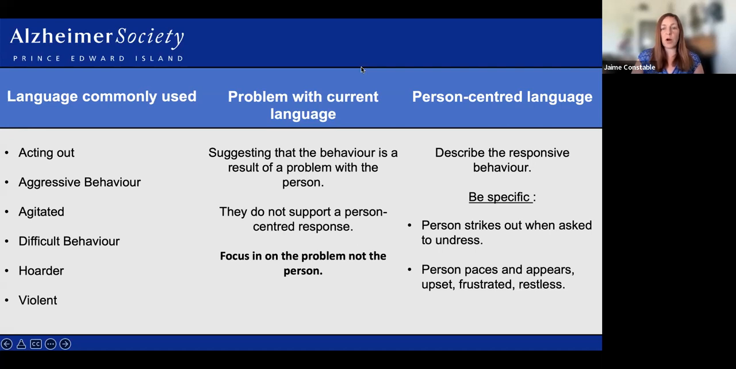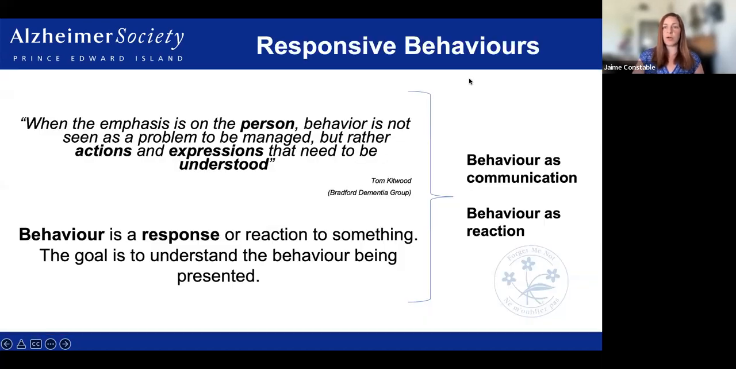So there's a specific context in which these behaviors are occurring, and that context is important. We're going to look at that more in depth. But when we look at a person-centered approach, we really need to look at the behavior as an expression. Sorry, I wanted to get to this next slide.